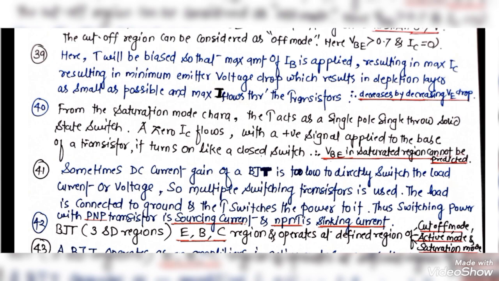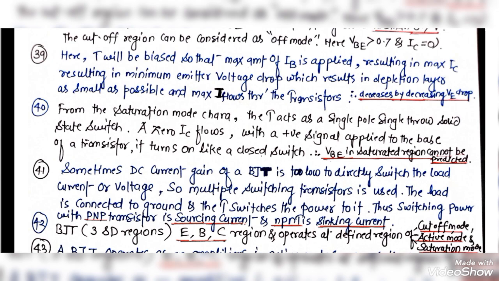From the saturation mode characteristics, the transistor acts as a single pole single throw solid state switch. A zero IC flows with a positive signal applied to the base of the transistor. It turns on like a closed switch. Therefore, VB in the saturated region cannot be predicted.